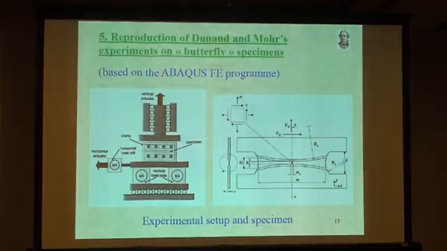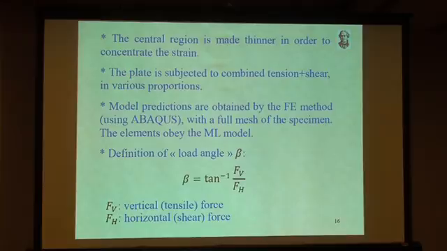I now come to the butterfly experiments of Dunand and Mohr, and you have a sketch of the experiment here. So you have this so-called butterfly specimen, which is loaded in tension here and here. And in the center you have a somewhat thinner region, so this will concentrate the strain, and you will get a crack there. So the plate is subjected again to combined tension and shear.